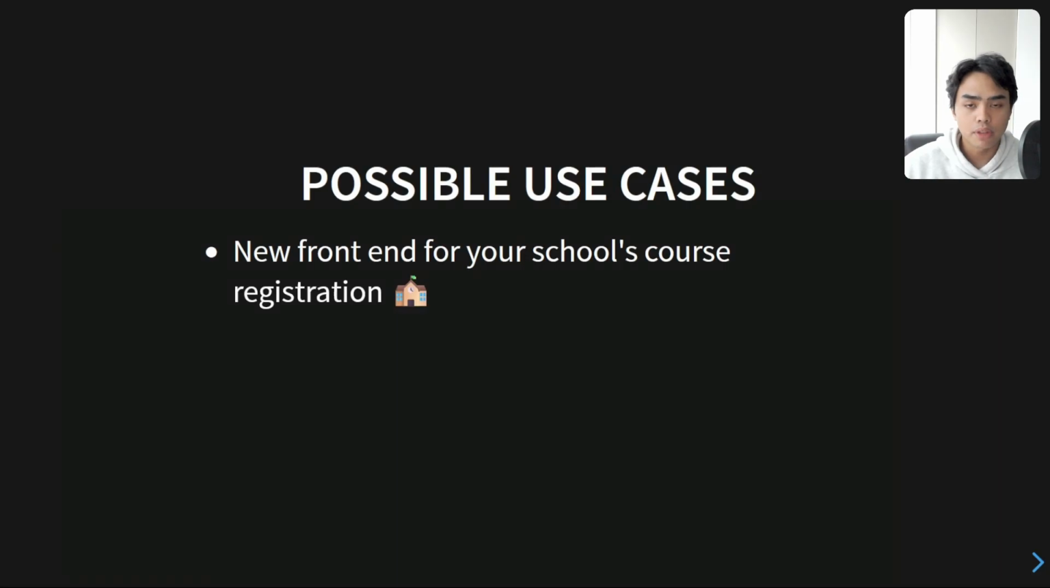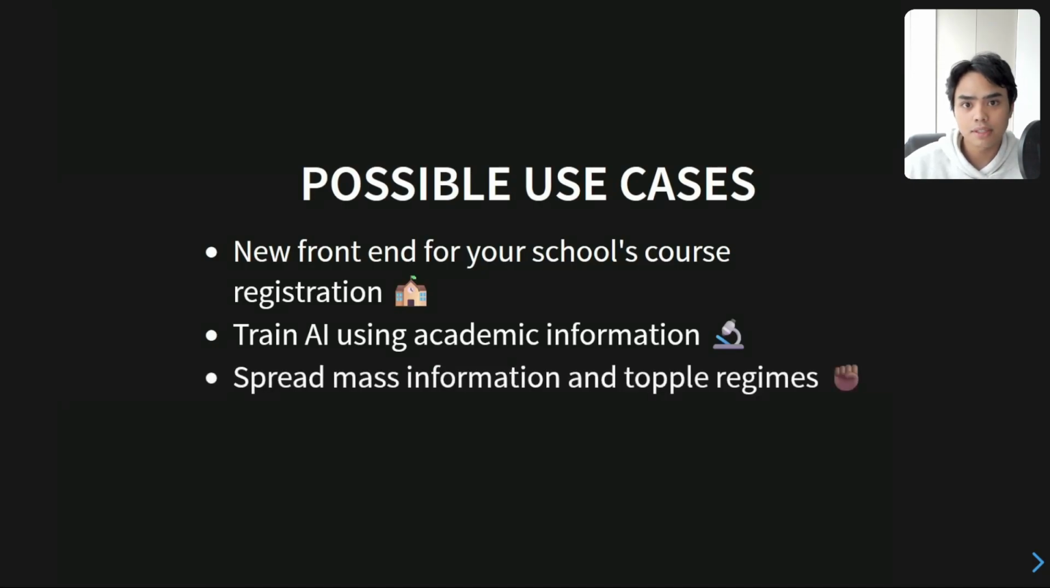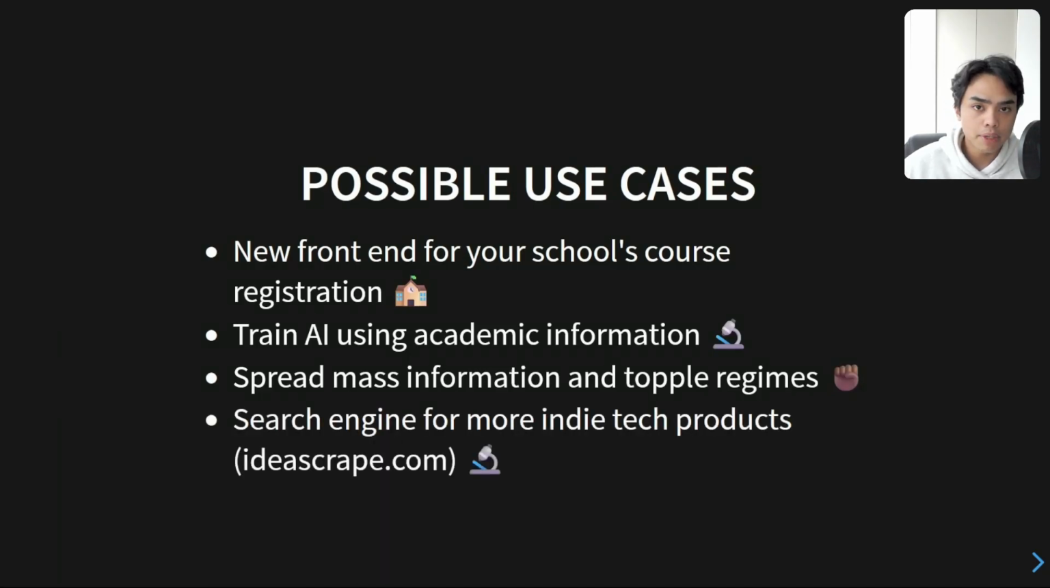You can scrape the entire course catalog for your school's academic year and use the data to build a new app for course selection. You can train AI models using data you scrape from the internet. If you're feeling devious, you can spread misinformation by creating social media bots to post on your behalf. Or what I'm personally working on, using scraped data to create a search engine for indie tech products.